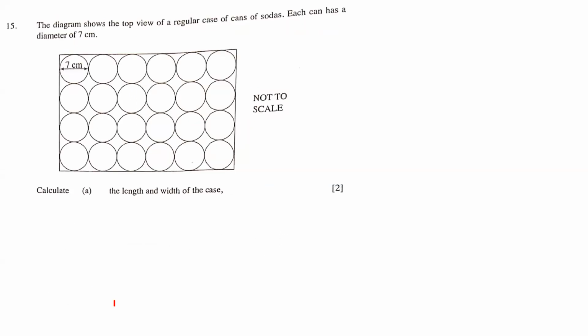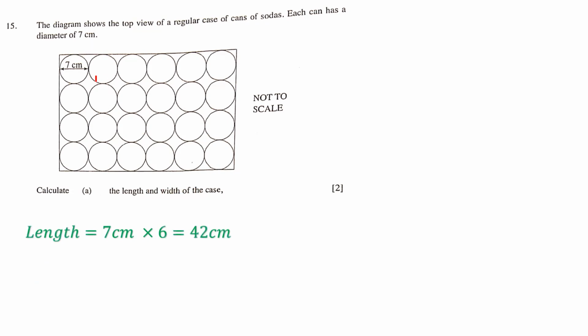Question 15 says, the diagram shows the top view of a regular case of cans of soda. Each can has a diameter of 7 centimeters. Calculate the length and the width of the case. The length is the longest side and the width is the shortest side. So let's deal with the length first. The length is going to be 7 centimeters times 6. How do we get that?